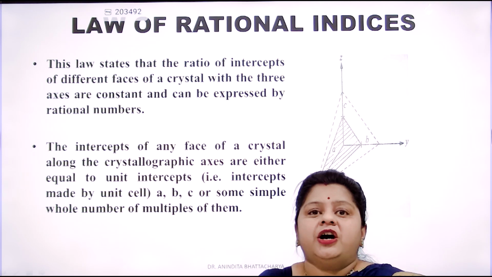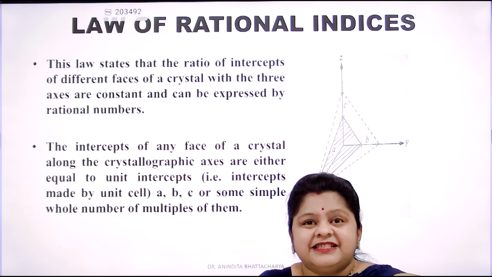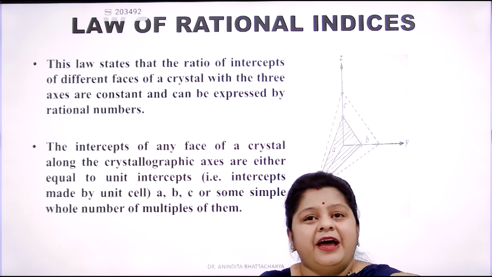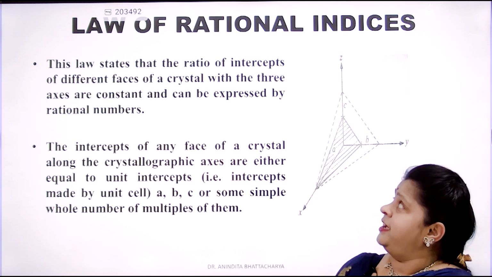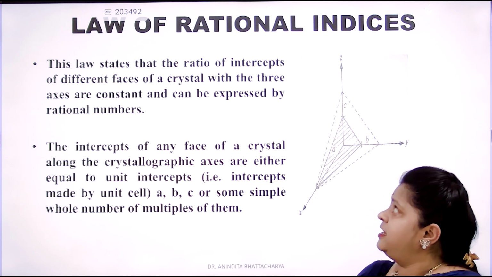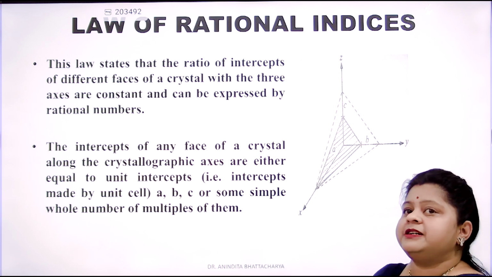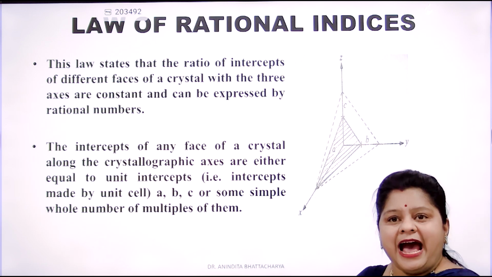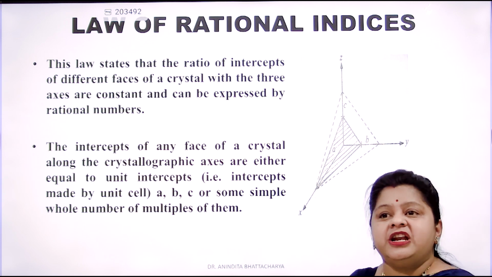Then the next law is the law of rational indices. This is what Miller indices are. We all have heard about Miller indices. So what does this law state? It states that the ratio of the intercepts of different faces of a crystal with the three axes is constant and can be expressed by rational numbers.